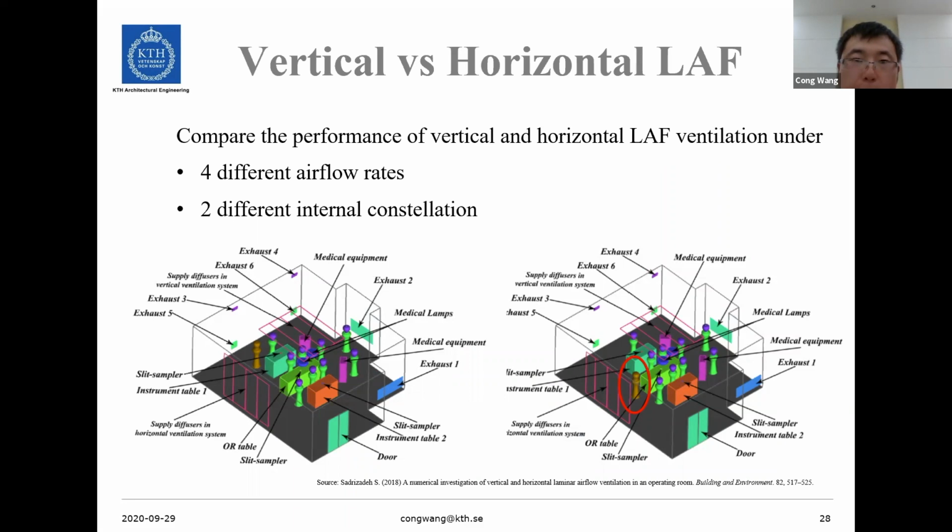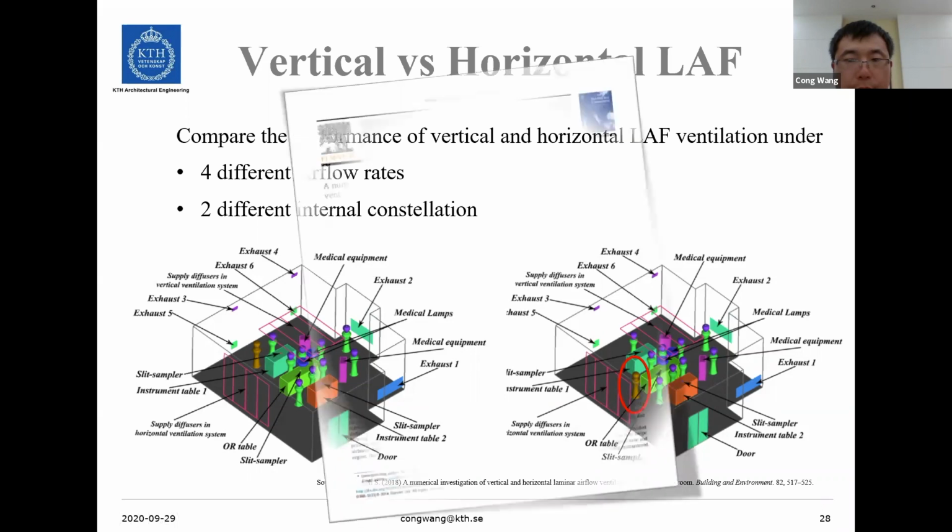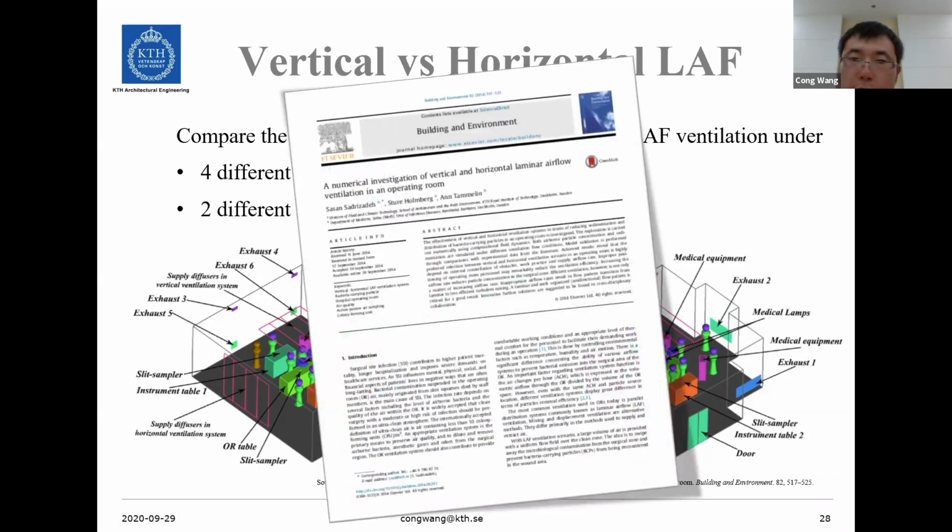In this study, we compared vertical laminar airflow ventilation and horizontal laminar airflow ventilation. The comparison was made at four different airflow rates under two different internal constellations. The left figure shows the first internal constellation, and the right figure shows the second. We see that in the second constellation, we have a person standing between the supply diffuser on the side wall and the operating table. This research work was published in the journal Building and Environment.